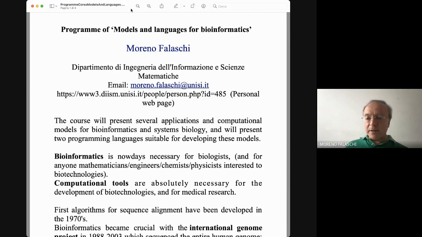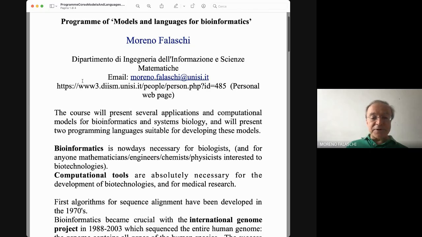So bioinformatics is essential nowadays for the biologists, but not only for them, but also for anyone who is interested in biotechnologies, whether he is a mathematician or an engineer or a chemist or a physicist. And computational tools are nowadays absolutely necessary for the development of biotechnologies, and in particular for medical research.